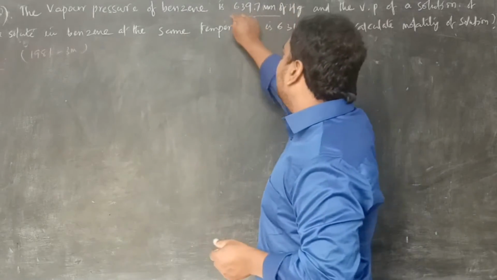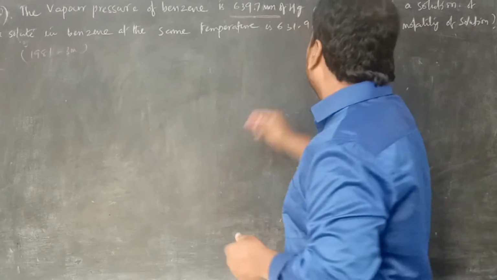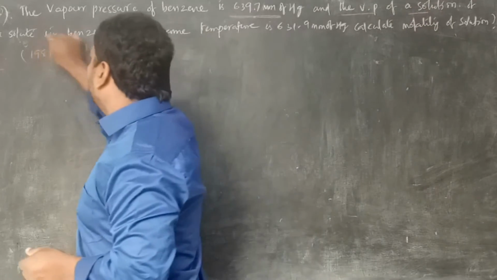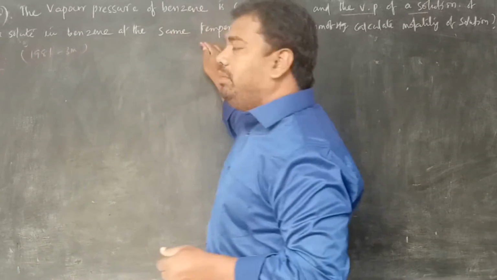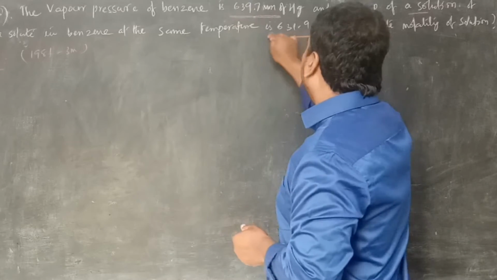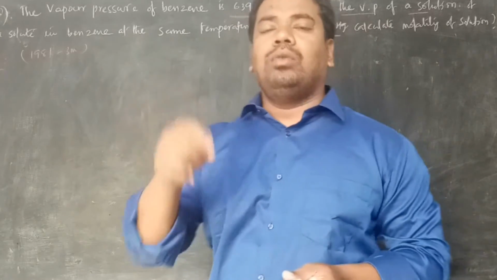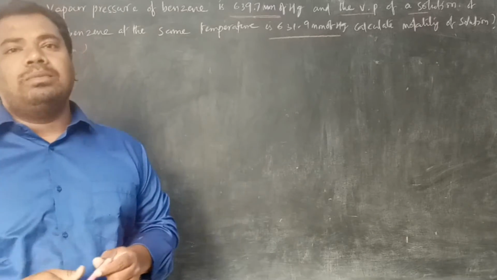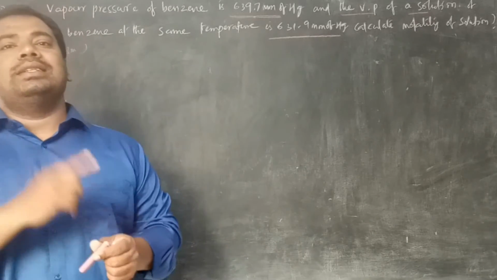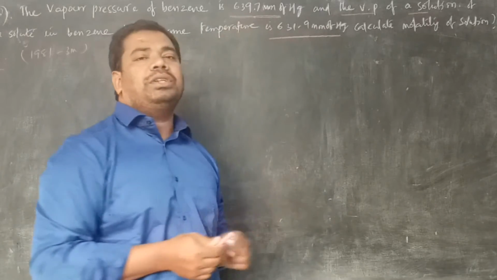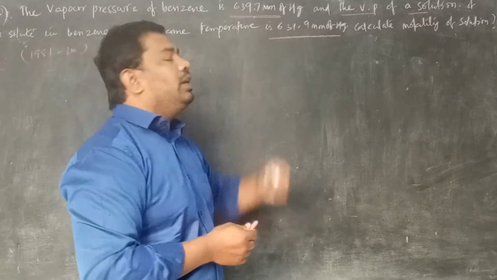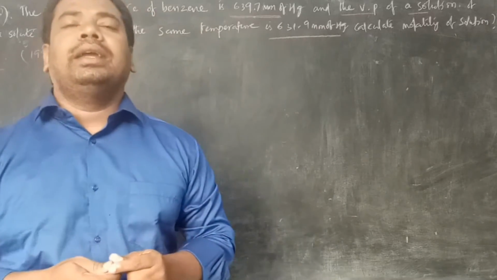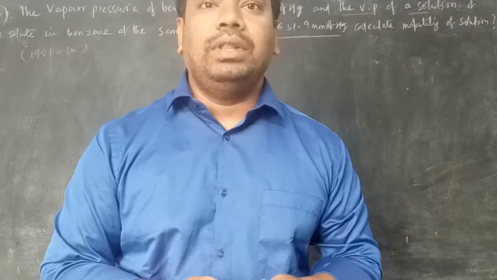Benzene is the pure solvent, and the vapor pressure of a solution of a solute in benzene at the same temperature is 631.9. That means a non-volatile solute is added to the pure solvent benzene, forming a solution at the same temperature, and the vapor pressure of the solution is 631.9 mm of Hg. We have to calculate the molality of the solution.